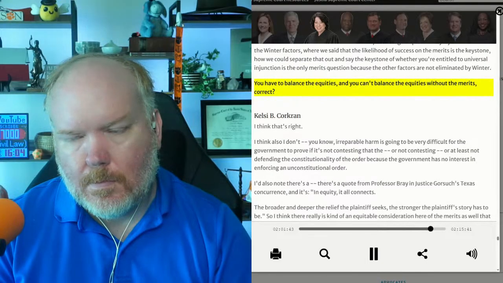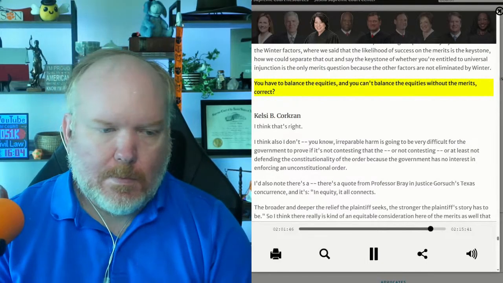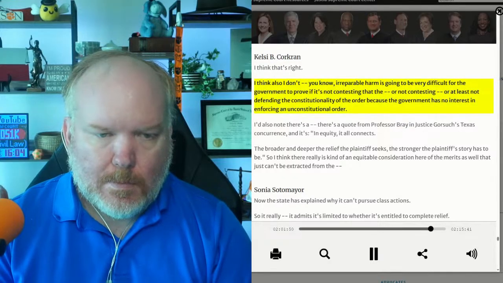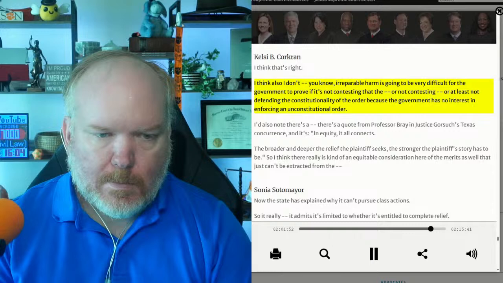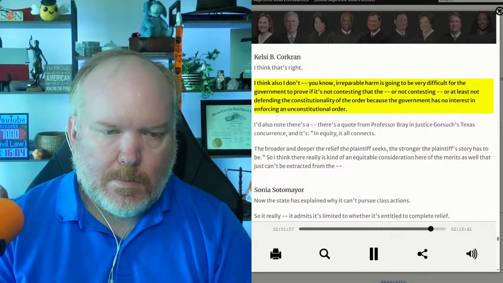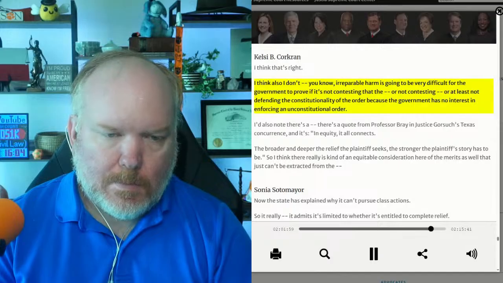You have to balance the equities, and you can't balance the equities without the merits, correct? I think that's right. I think also, irreparable harm is going to be very difficult for the government to prove if it's not contesting or at least not defending the constitutionality of the order, because the government has no interest in enforcing an unconstitutional order.